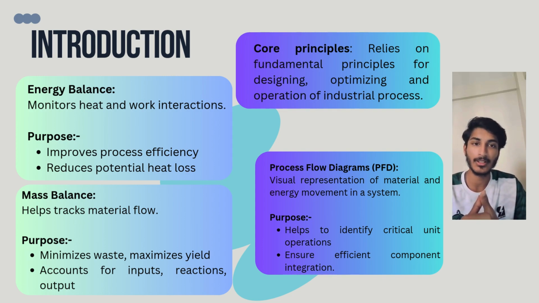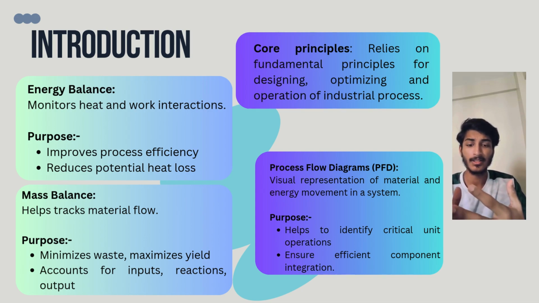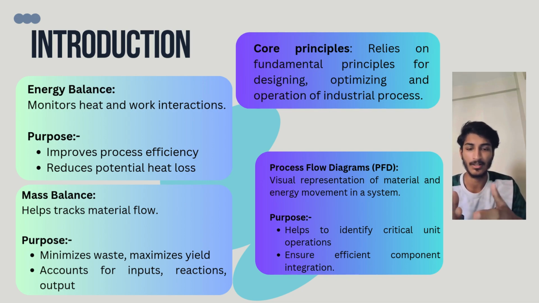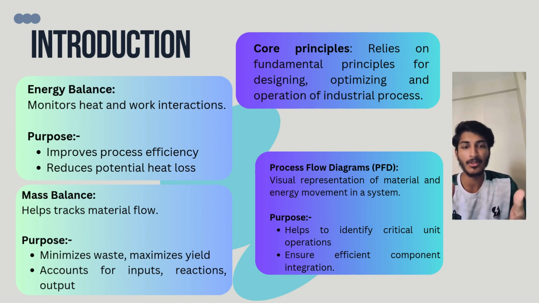So basically, for the introduction, we have energy balance and also mass balance. Energy balance monitors the heat and work interactions. Its purpose is to improve process efficiency and reduce potential heat loss. Mass balance helps to track material flow. It minimizes waste, maximizes the yield, and accounts for inputs, reactions, and outputs. The core principles rely on fundamental principles of designing, optimizing, and operating industrial processes.